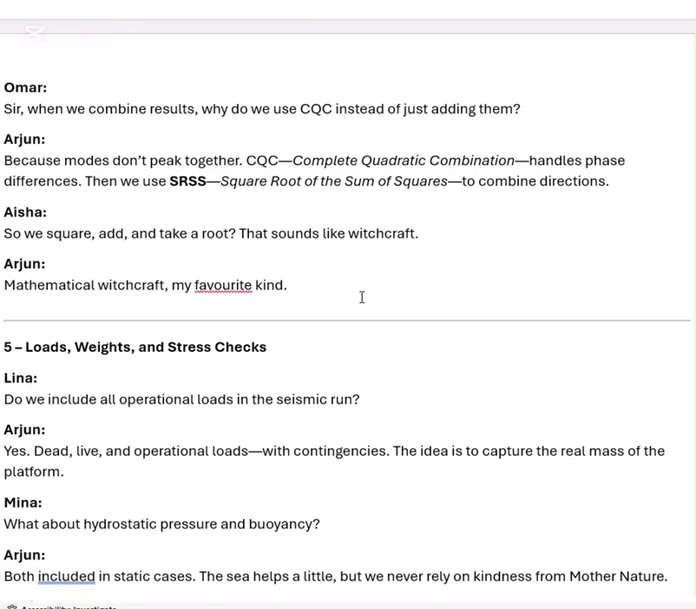So when we combine results, why do we use CQC instead of just adding them? Because modes don't peak together. CQC handles the phase differences, so you don't add peaks that never occur together. Then we use SRSS to combine the directions. So we square, add, then take the root.